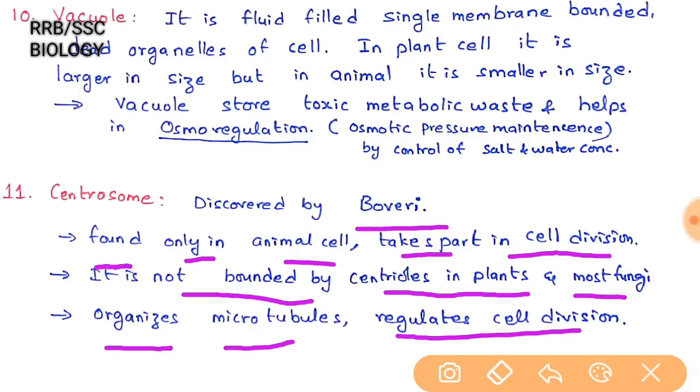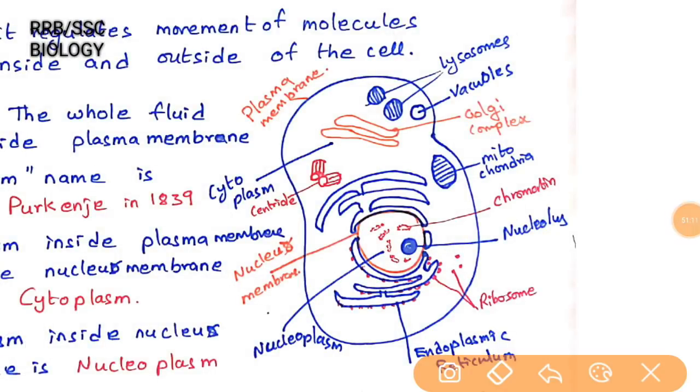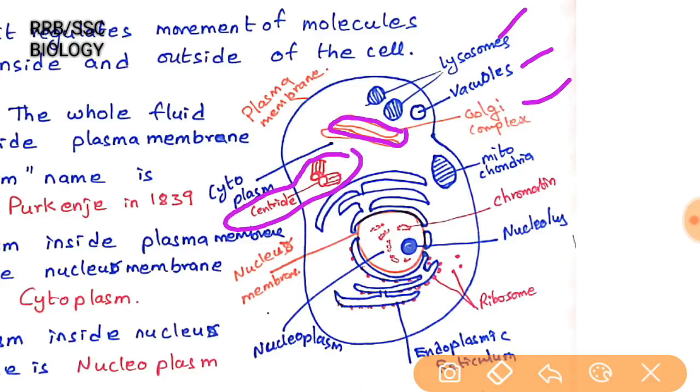Okay friends, we will see all these organelles in the diagram. Here we can see the Golgi complex, and these are called vacuoles, which are dead cells that hold metabolic toxin wastes and control osmotic pressure. And these are lysosomes, the suicidal bags of the cell. And these are centrioles, friends. Remember the diagram.